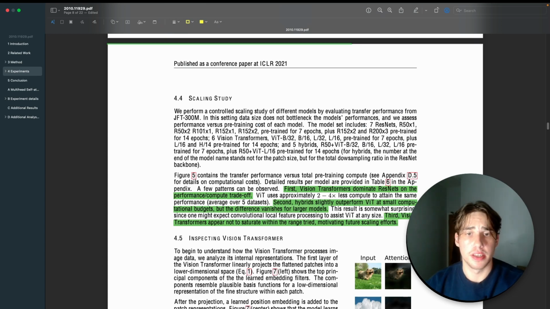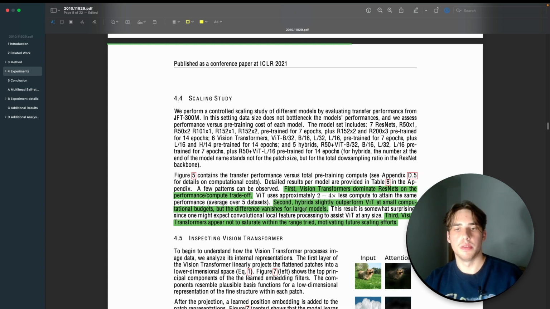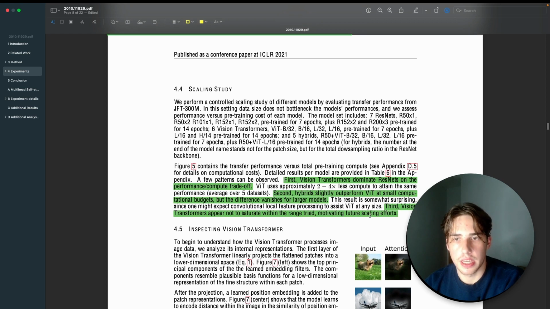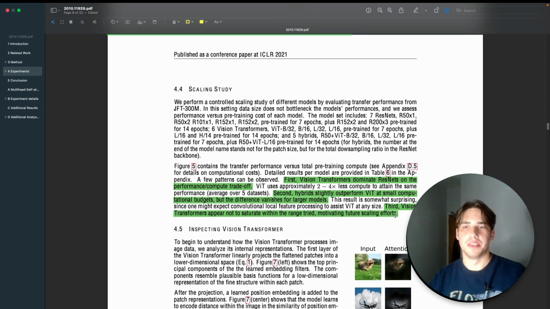Okay, so at the end, they sum up the insights from the paper and the graphs. First, vision transformers dominate ResNets on the performance-compute trade-off. That's what we saw in the last graph. ViT uses approximately 2 to 4 times less compute to attain the same performance. Second, hybrids slightly outperform ViT at small computational budgets, but the difference vanishes for larger models. That's what I mentioned before about the inductive biases. And third, vision transformers appear not to saturate within the range tried, motivating future scaling efforts. So it still hasn't saturated. We can still increase the dataset size and the models themselves, and we will see what's going to come out of it.